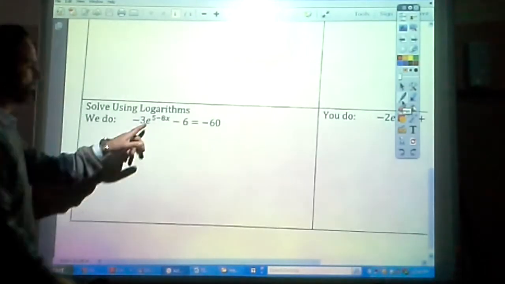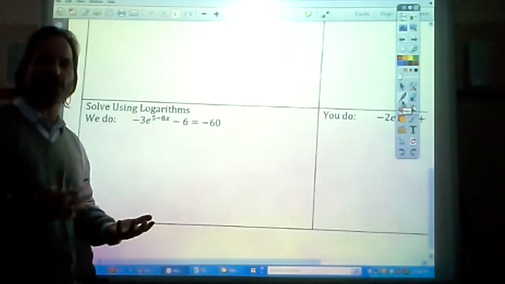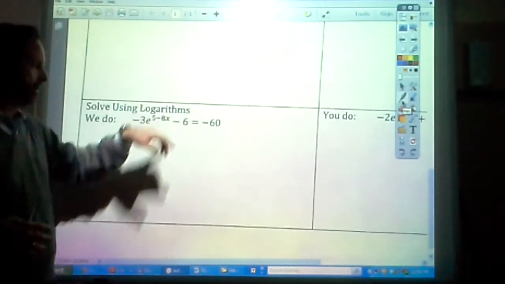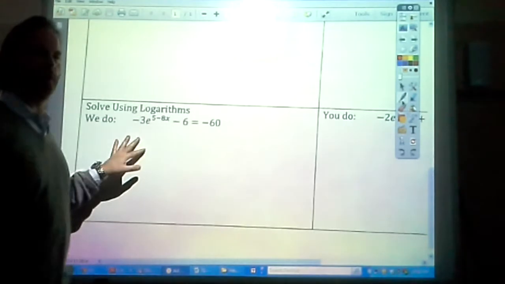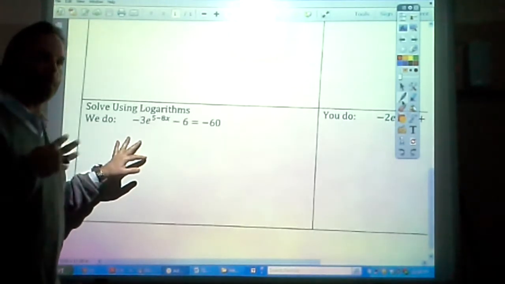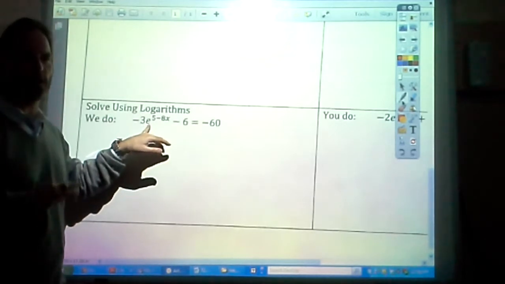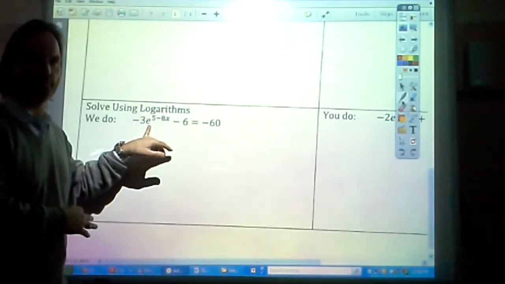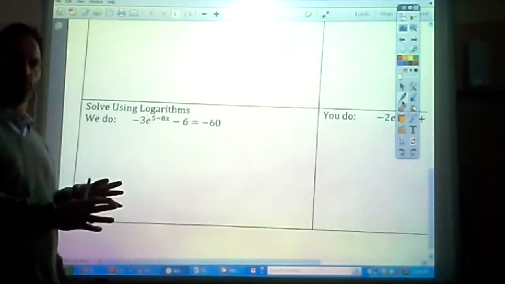Again, remember, e is like a number. It's like 4 to the x, in this case it's 2.718 to the exponent. So here's one of the situations. I don't have a log anywhere. I try to get like bases, but I'm not going to be able to get like bases. I'm not going to create anything like e. It's an irrational number. So I want to take the log of both sides, okay?